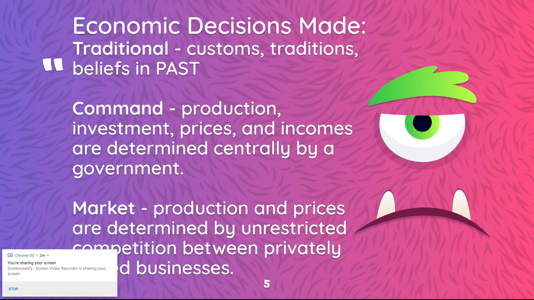When you look at these economic decisions in the traditional way, if you have a traditional economy, the three questions are answered based on customs, traditions, and beliefs that they found in the past. In other words, you typically do what your parents did or what your culture did over and over and over again. That's how you determine what you're going to make, how you're going to make it, and in fact, who's going to consume it.